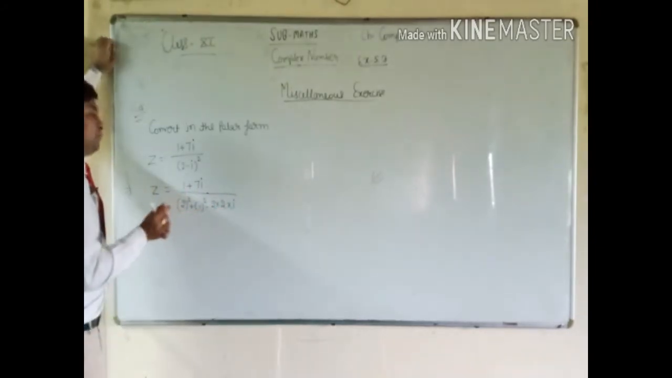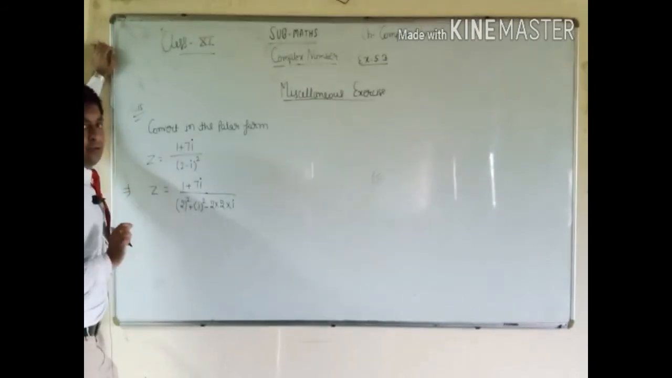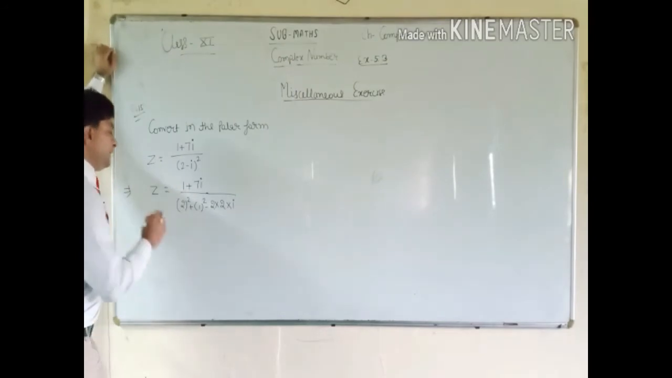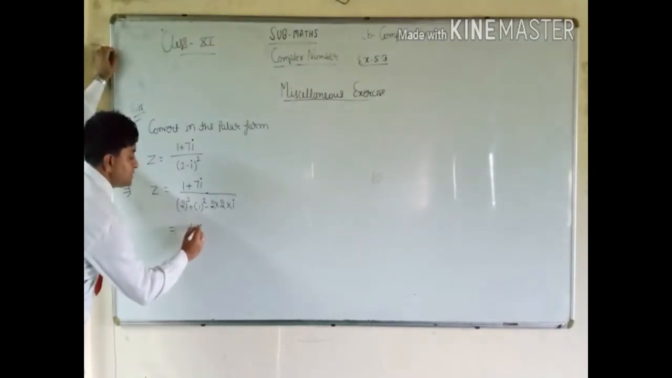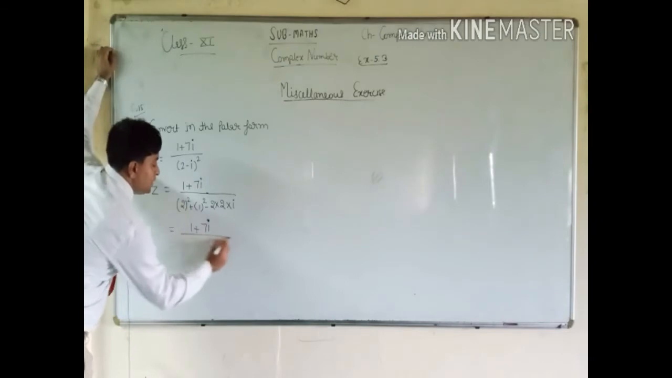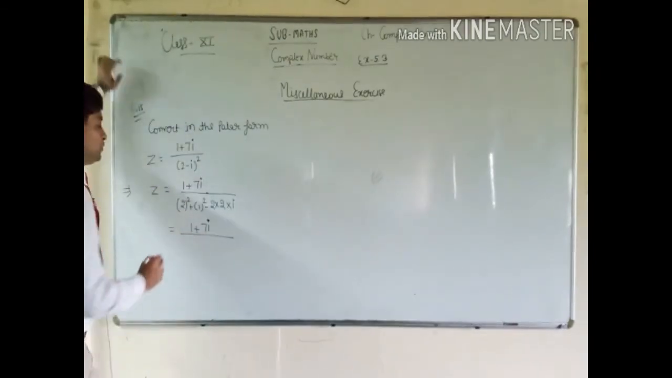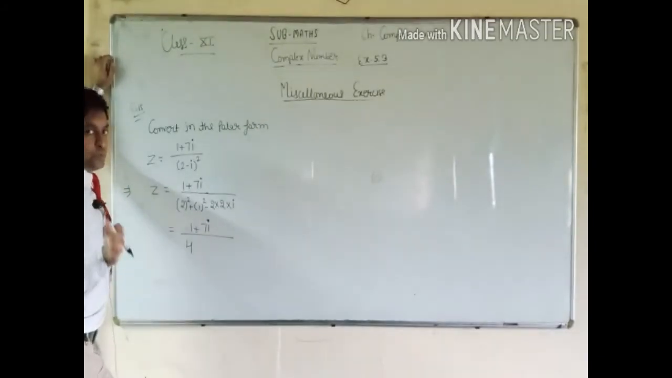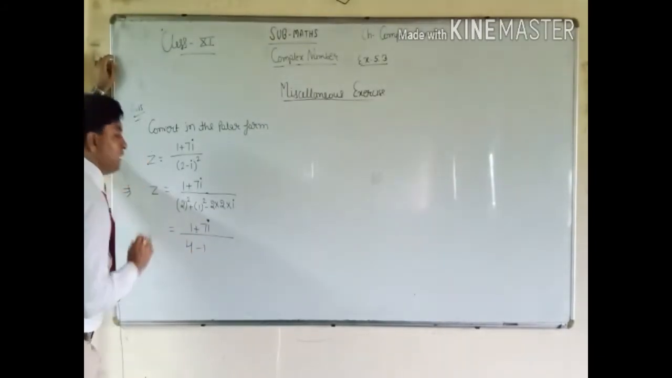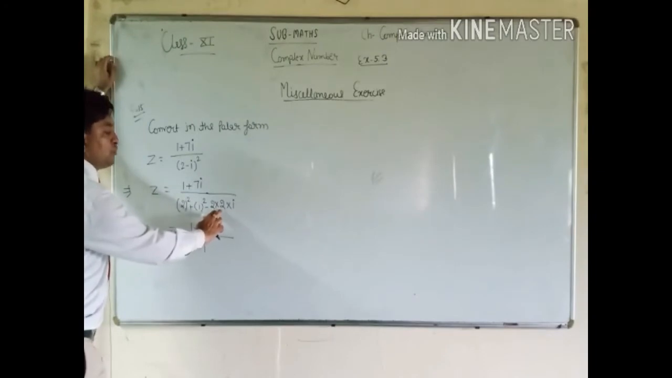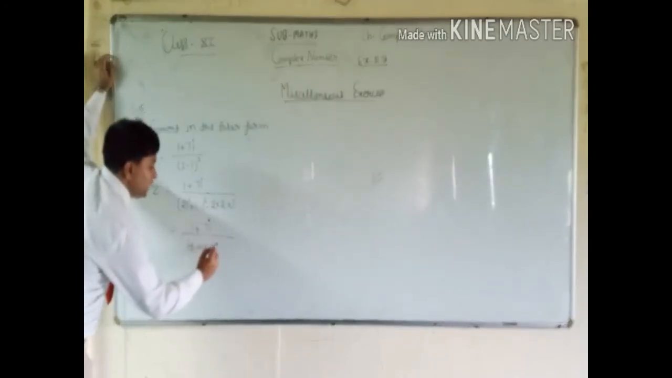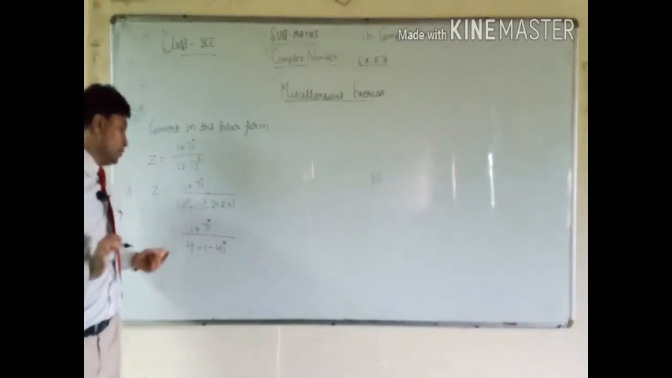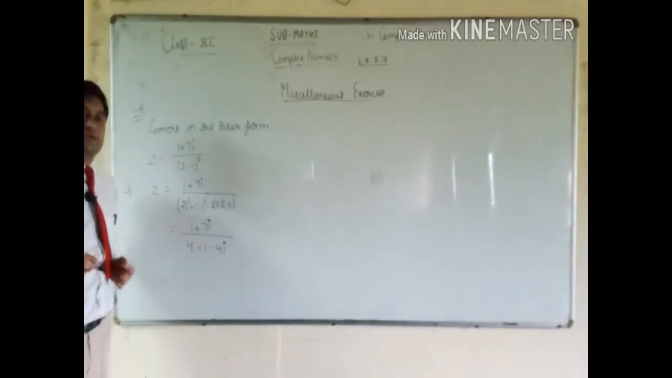If it is in the form of 2 plus iota whole square, then this is a square plus b square plus 2ab. Now 1 plus 7 iota, 2 square is equal to 4, iota square is equal to minus 1, and 2 2s are 4 and 4 multiplied by iota, then we find minus 4 iota. Okay students, now 4 minus 1 is equal to 3.